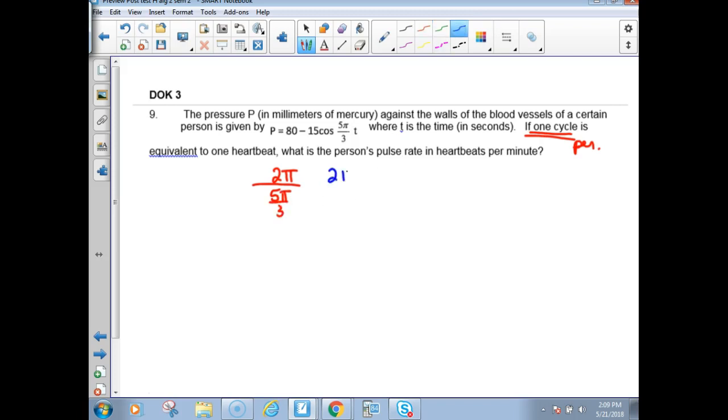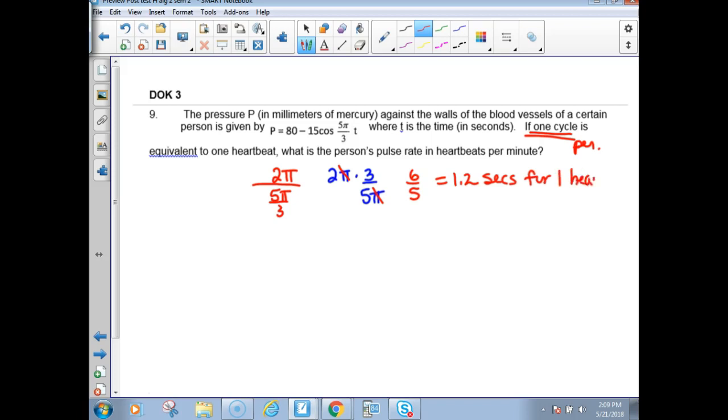Then I have to multiply by the reciprocal of 5 pi over 3, which is 3 over 5 pi. Now, the pi's would cancel out. We'd have 6/5. And if you want to write that as a decimal, you can divide 6 by 5 and get 1.2. Okay, now, that's the length of a period. It takes 1.2 seconds for 1 heartbeat.